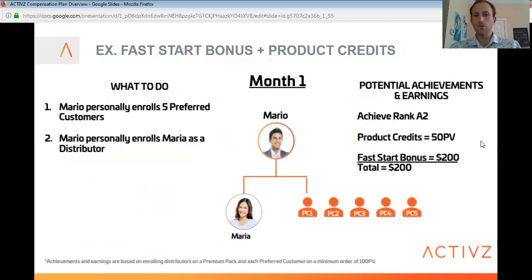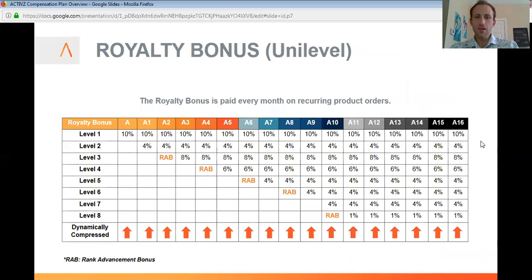This is a very doable example. We're going to see Mario here throughout this process over a several month period. So Mario comes in, he enrolls 5 preferred customers. So he brings on 5 customers, and then he also brings on Maria. She sees this as a business and wants to do this with him. So just first month, definitely doable. Bring on 1 distributor, 5 customers, and he's achieved the rank of A2. He's got 50 product points as well as a fast start bonus of $200. So pretty nice there. So let's keep rolling through here.